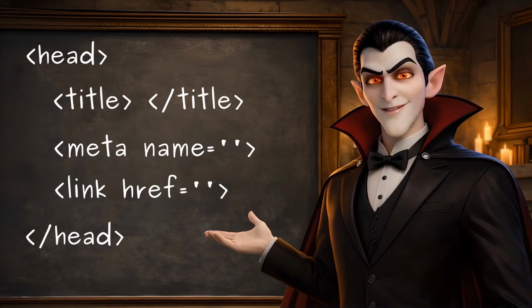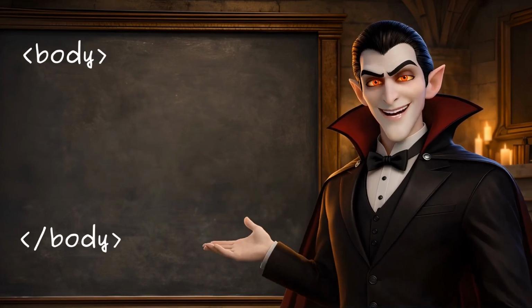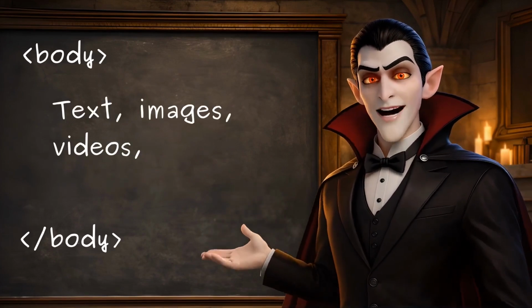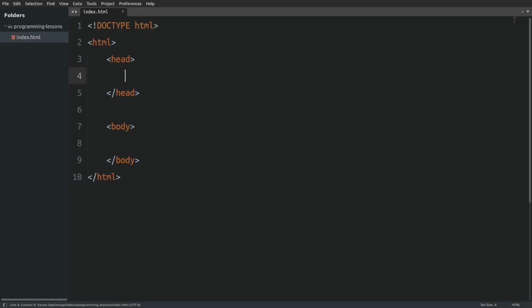And then there is the body. The body is what the world sees, everything visible, text, images, videos, buttons and forms, lives inside the body. This is the structure, the order of the elements that compose an HTML document. Of course, nothing is visible yet. This is an empty page, but that will change. Now we will add content.